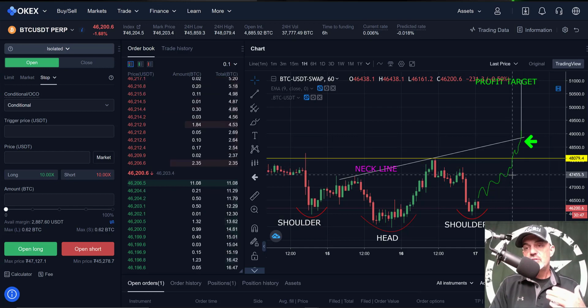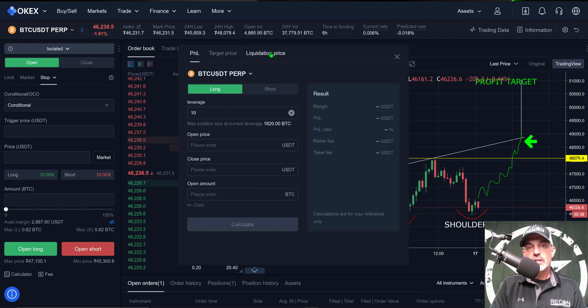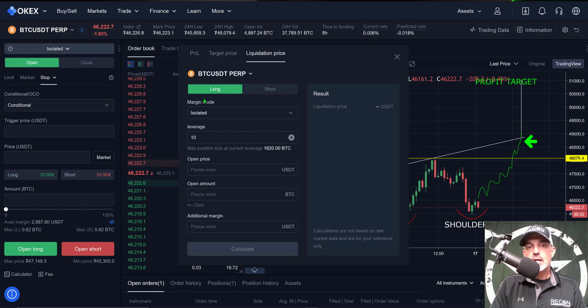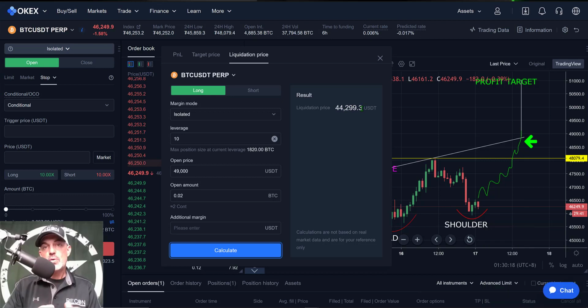There are a couple ways you could figure out where you want to put your stop loss. You could come over here to the calculator that OKX provides. You could click on liquidation price and then set up your margin mode. In my case, I do isolated. My leverage would be 10x. My entry price would be around 49,000. And I'd be picking up 0.02 Bitcoin, and I just click calculate, and you can see that my liquidation price would be 44,299.